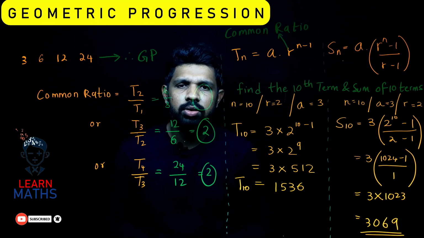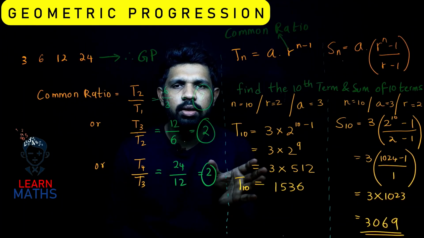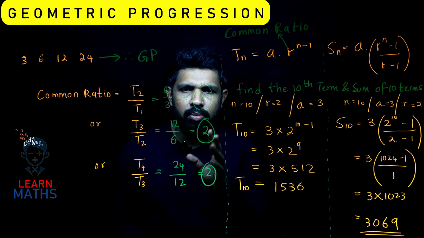3069. So I hope you all understood how to identify a geometric progression, and from that how to find the nth term, and also how to find the sum of a geometric progression.